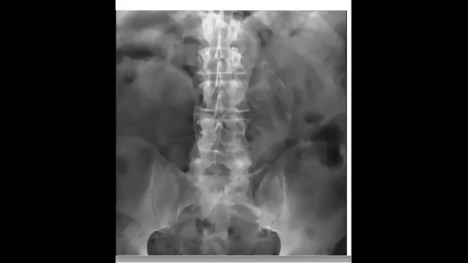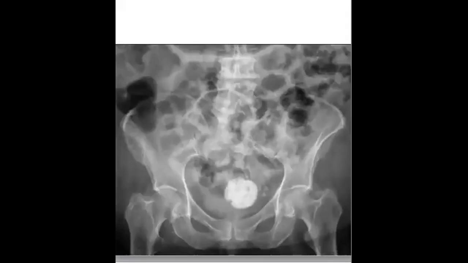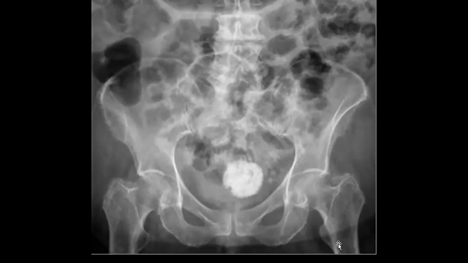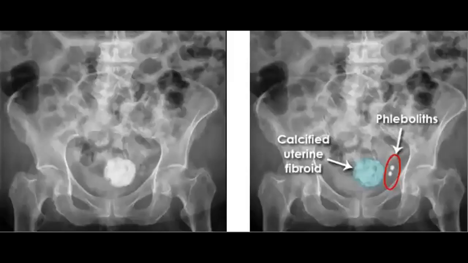Yes, abdominal aortic aneurysm. This one is very easy. Calcification in the pelvis. Fibroid. Okay, so calcified uterine fibroid.